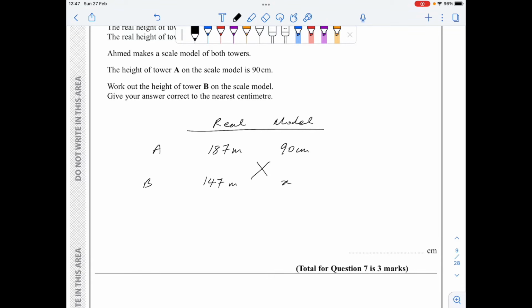I'm gonna cross multiply. So X is 147 times 90 over 187. And this will give me an answer of 70.748 and so on, which rounds up to 71 to the nearest centimeter.